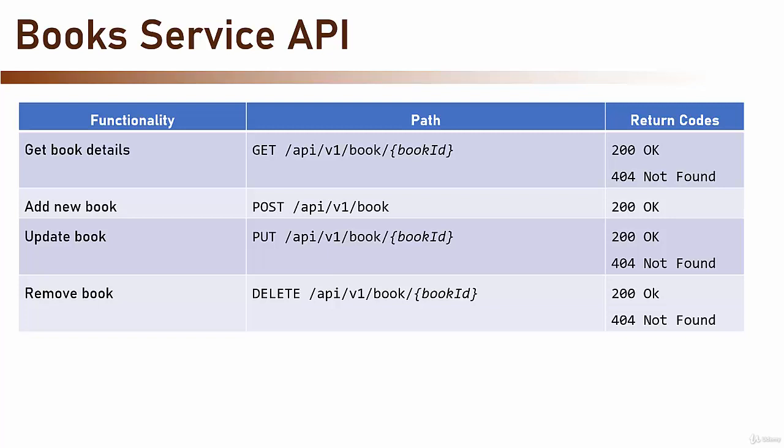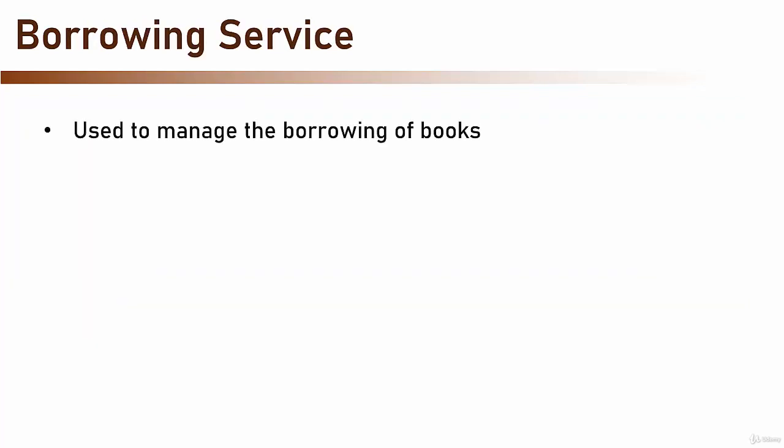Okay, so this is the API for the books service, and that concludes the first service. And now let's move on to the next service. And the next service is the borrowing service. This service is used to manage the borrowing of books. So when a customer borrows a book from the library or returns a book to the library, this is recorded by this service. This service has many similarities with the books service.